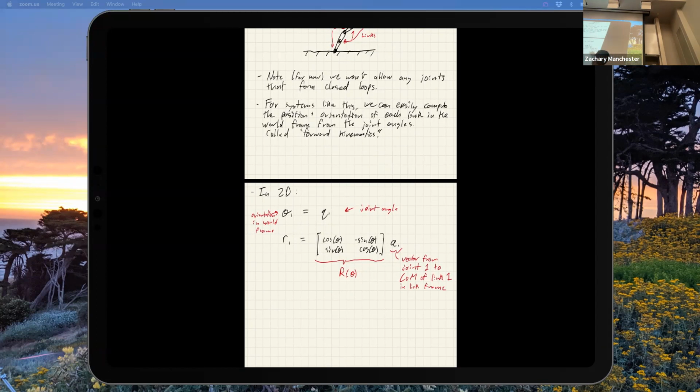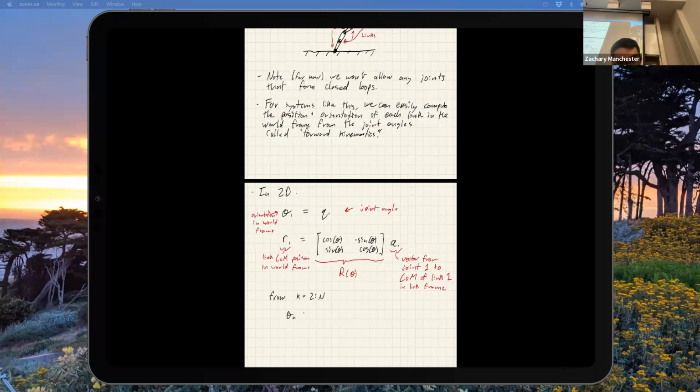Basically, this rotates us from the link frame to the world frame. We just keep adding these things on as we go in the world frame, right? And this is the link center of mass position in the world frame. And then we basically just keep doing this from the base to the end of the arm, right? So this sort of thing.